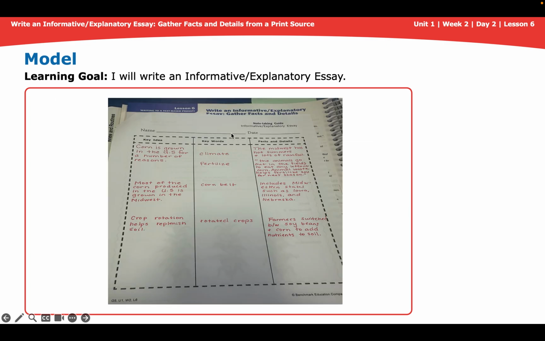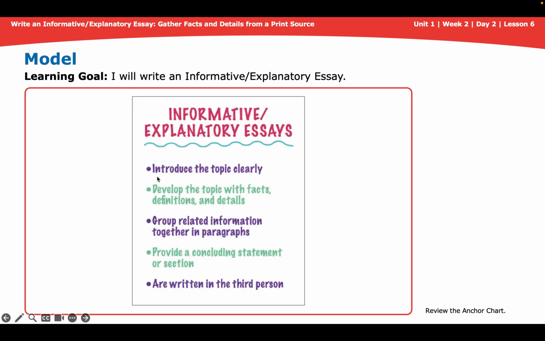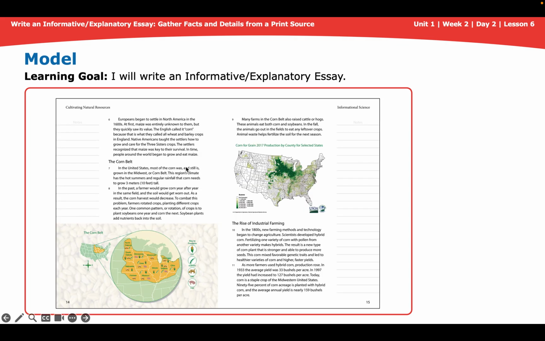And we're going to take notes on it because we have features right here of good informative/explanatory essays. And we're working on this one right here, developing the topic with facts, definitions, and details. So we have to take notes first before we start writing. And I'm going to model for you what that looks like. So you are not writing this part down, okay? I repeat, you are not writing this part down. I'm just showing you how to do it.